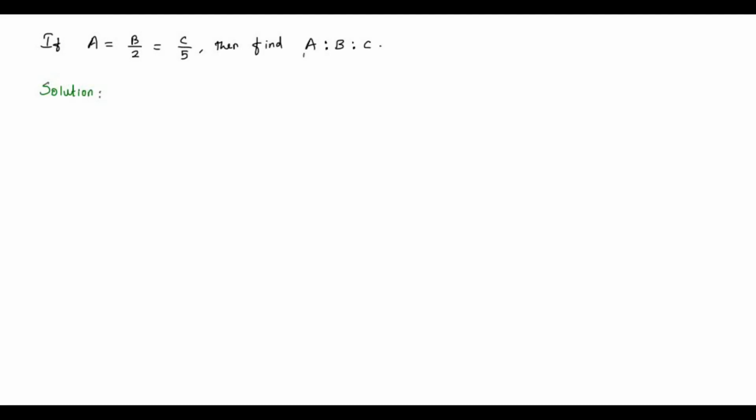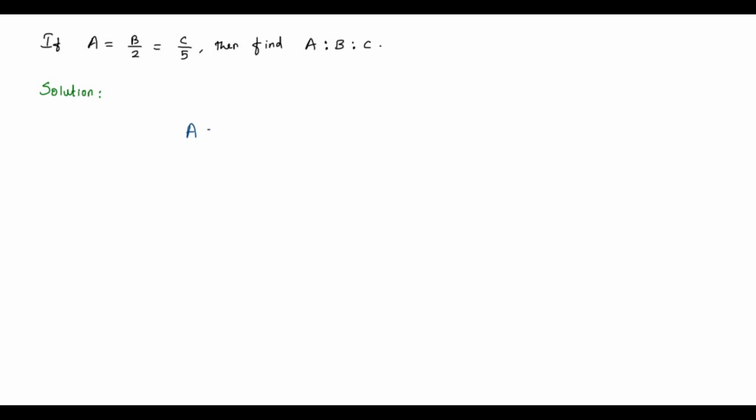Here we have a problem on proportion. If A is equal to B divided by 2 is equal to C by 5, then find A is to B is to C. So to find the ratio A is to B is to C, I must be knowing the value of A, B and C. We have to find the values of A, B and C from the conjugate ratio A is equal to B divided by 2 is equal to C by 5.